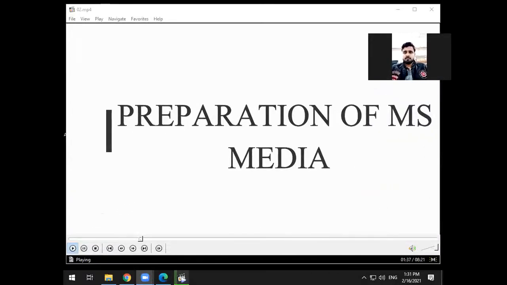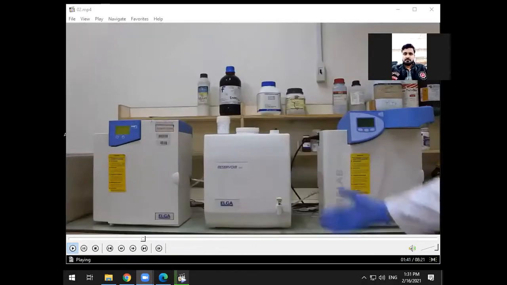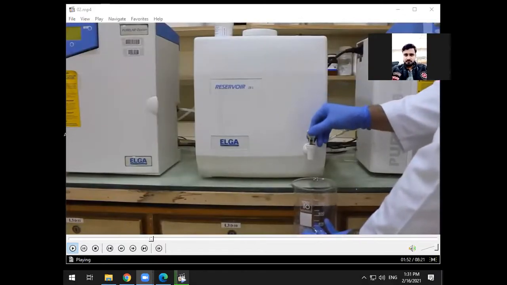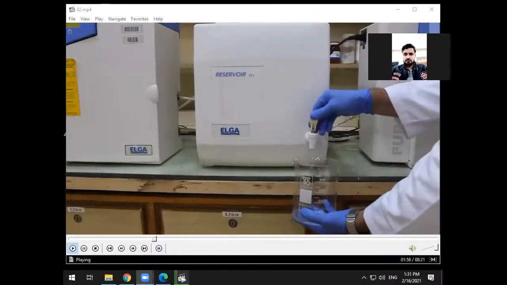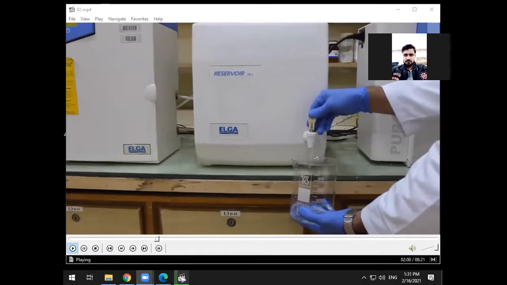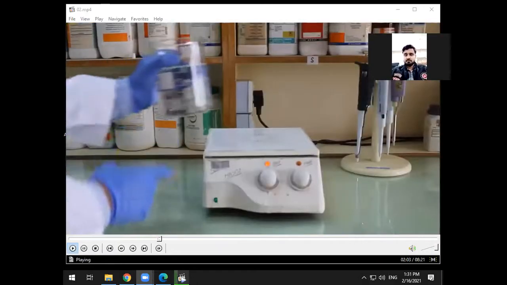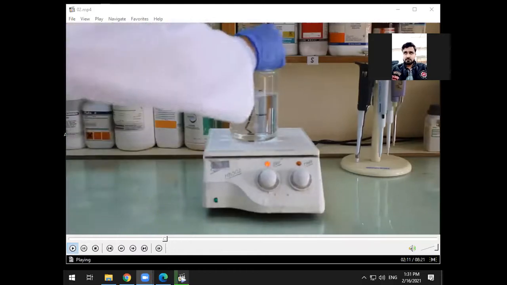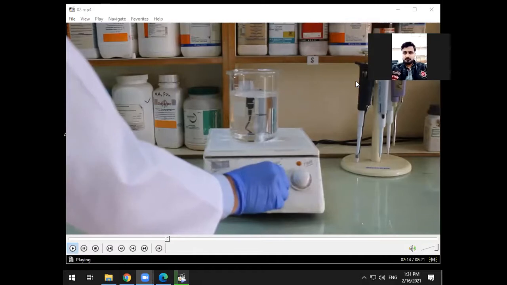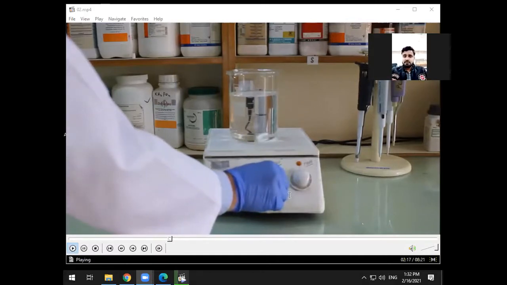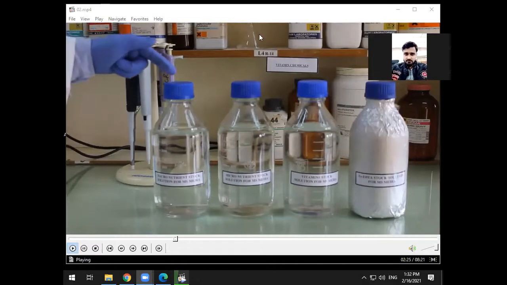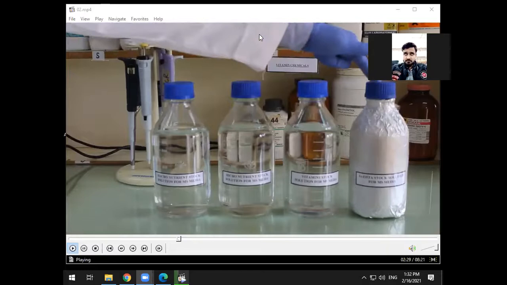Preparation of MS media. Take distilled water from the distillation unit. The distillation unit comprises two units, deionized water and distilled water. Take 700 ml of distilled water for preparation of 1 liter of MS media. Turn on the magnetic stirrer and put 700 ml of distilled water in a beaker on the stirrer, and also add a magnetic bead to dissolve the nutrients properly. All the stock solutions of MS media are now ready.